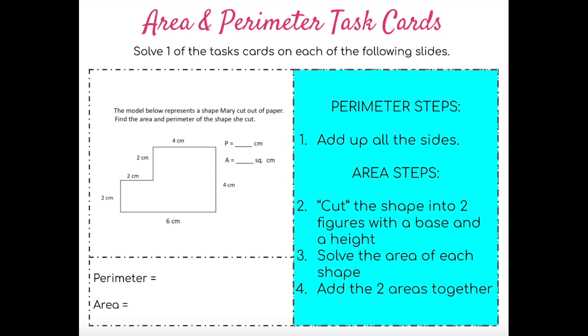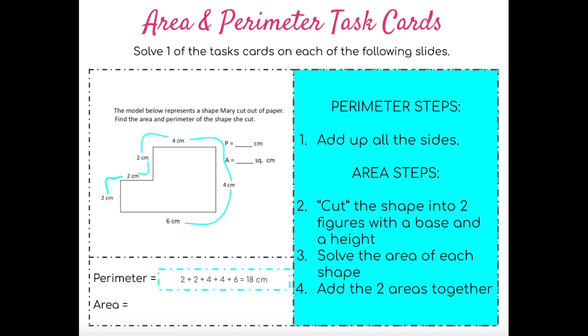For the steps to find the perimeter, you're going to add up all the sides. For me, I like to start from the far left and move my way right until I've completed all the sides. So I would add up all the sides, 2 plus 2 plus 2 plus 4 plus 4 plus 6, which gives me 18 centimeters. As a reminder, perimeter is measured in units. Area is when you have units squared.